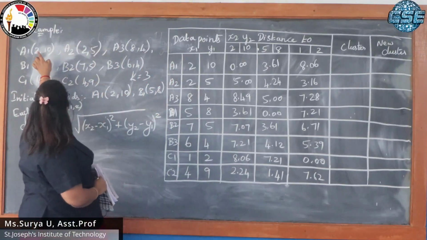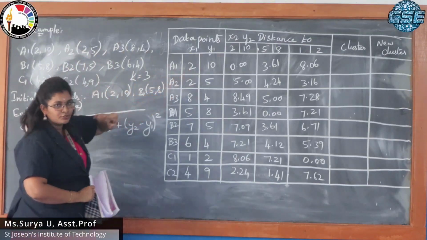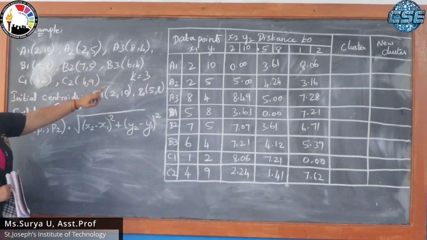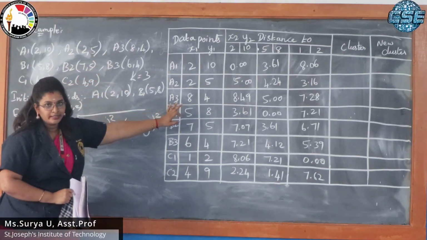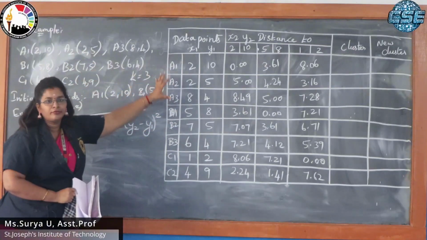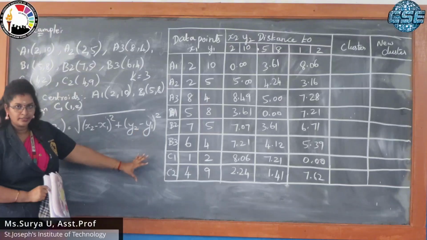So I have written A1 is 2, 10. Here A2 is 2, 5, so you have to write 2, 5. A3 is 8, 4, you have to write 8, 4. Like this, you have to fill in your data points. Now this is your data points.